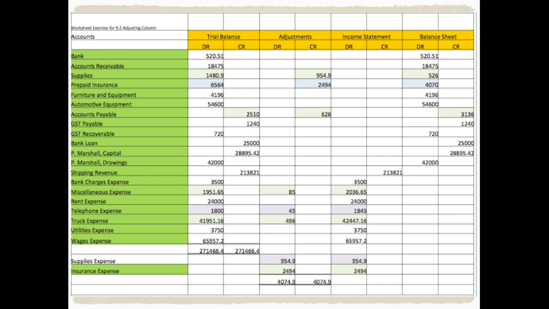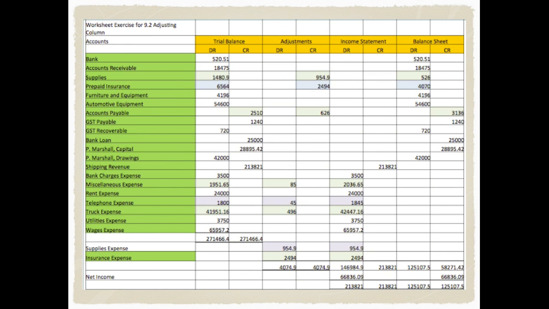So, for example, take supplies. Take the debit, which is $1,480.90, and then we take the credit, which is $954.90, and we subtract the credit from the debit, which gives you the adjusted amount, which is $526. And you do the same for prepaid insurance. Once you filled in everything, you fill in the columns at the bottom.